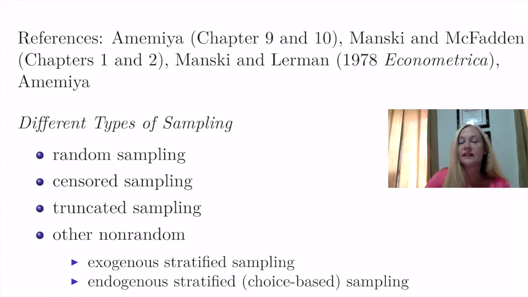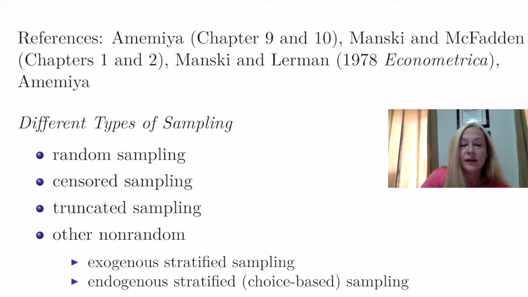Okay, so this is a very common issue. Data sets are often non-randomly sampled. So there are different types of sampling: random sampling, censored sampling, truncated sampling, and then just more general types of non-random sampling. We're going to look at all of these different types of sampling situations and what you can do if you're faced with a non-random sample.